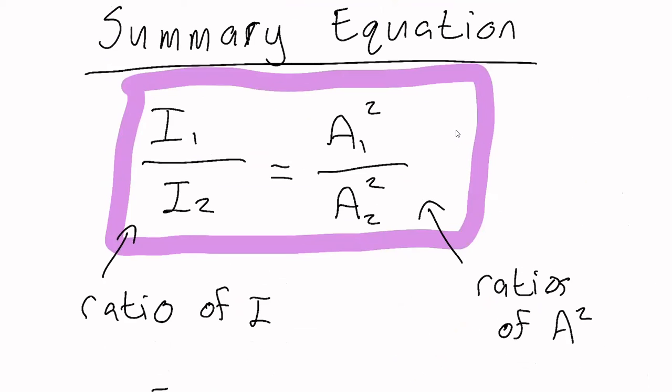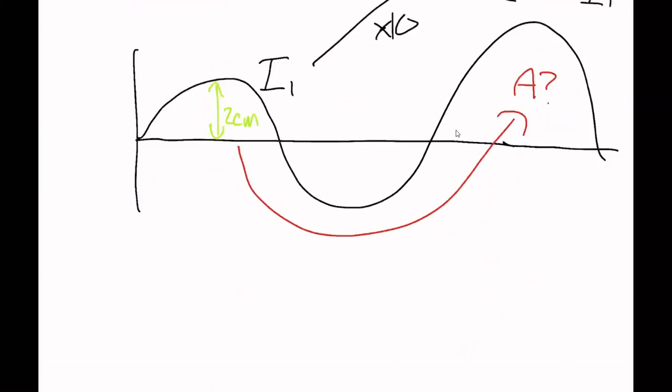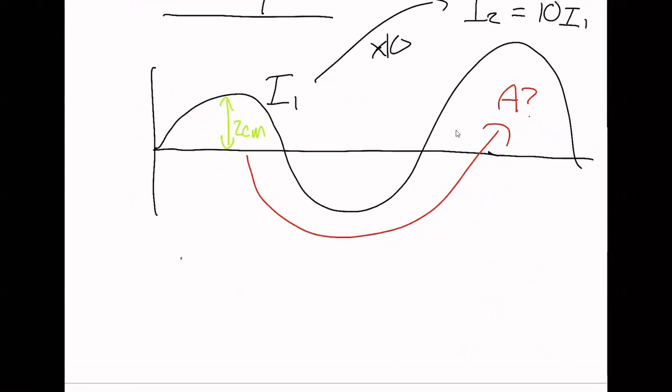So we're going to say I1 over I2 is equal to A1 squared over A2 squared. Let's see if we can do that together. Start with the equation: I1 over I2 is equal to amplitude 1 squared over amplitude 2 squared. I'm going to start on the left-hand side. What can we replace I2 with?